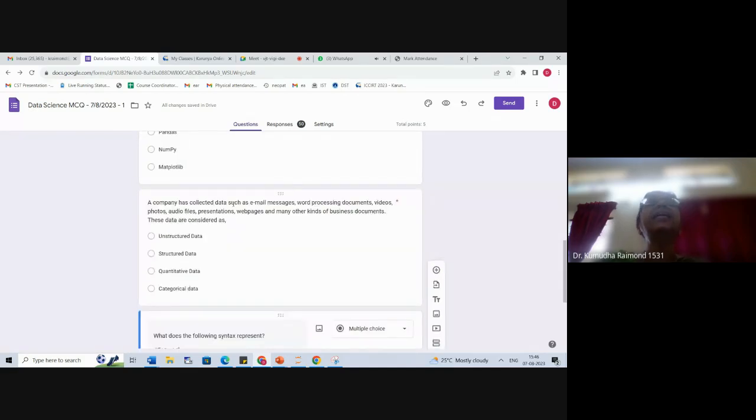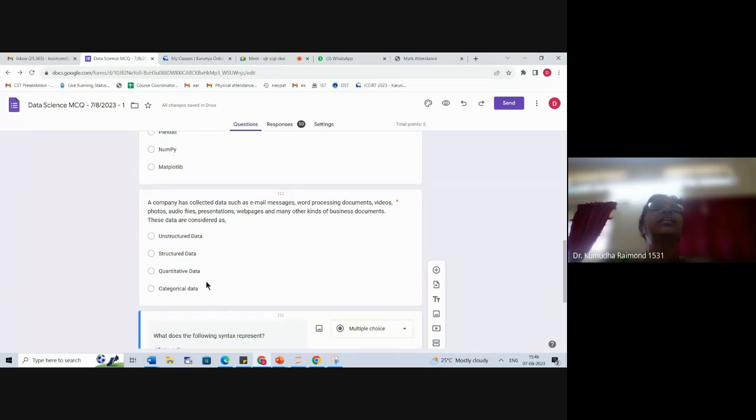And a company has collected data on email, word processing documents, videos, photos, audios, etc. This data is considered a composite of data. All this data belongs to the unstructured data type. It is not an Excel sheet or tabular data where I can say it is structured data. So the answer is unstructured data.